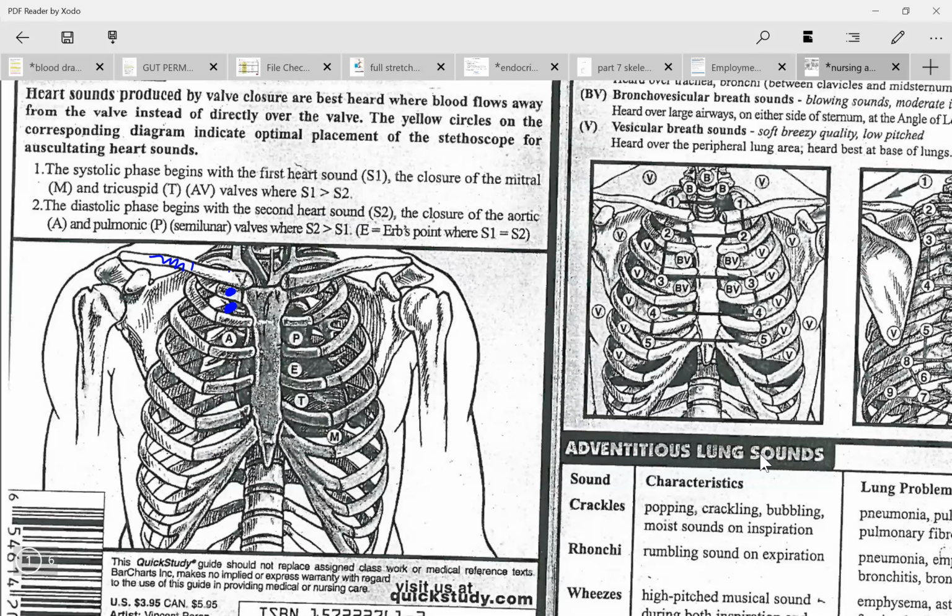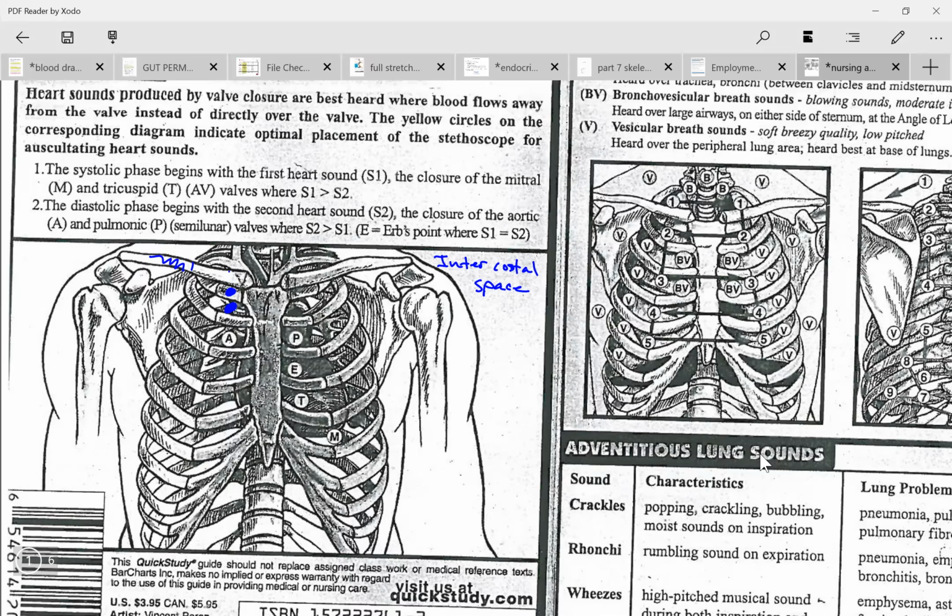The intercostal space. Okay. And what that means is in between the ribs. The intercostal space is in between the ribs.